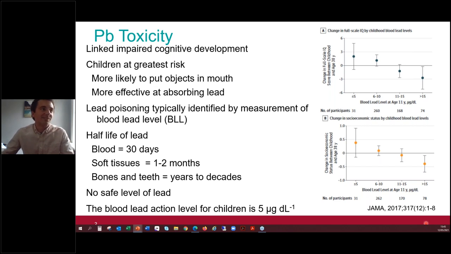Lead poisoning is typically identified by measurements of the blood lead levels. In blood, the half-life of lead is around 30 days. It's slightly longer in soft tissues, a few months, but in bones and teeth, it's on the scale of years to decades. And although there's no safe level of lead, as Robert mentioned previously, the blood lead action level for children, and I think for adults as well, is currently set at 5 micrograms per deciliter.